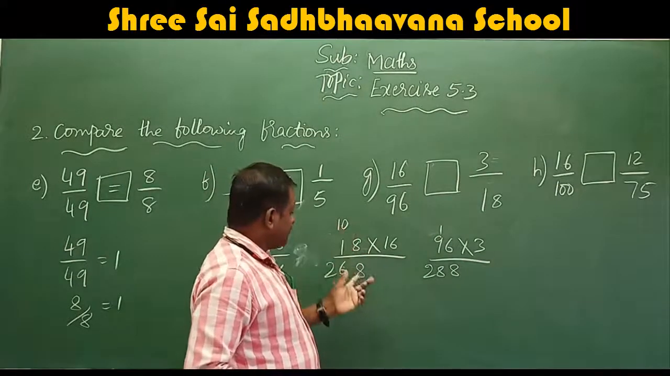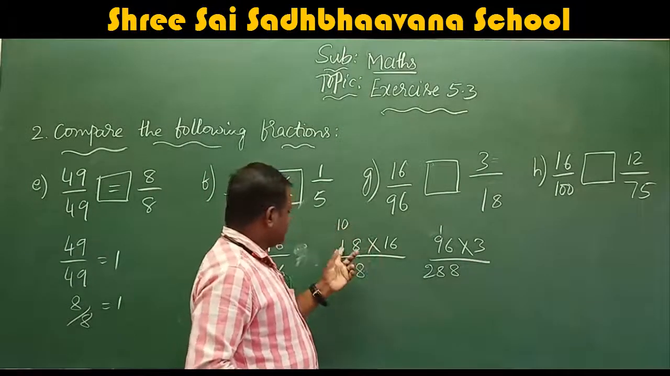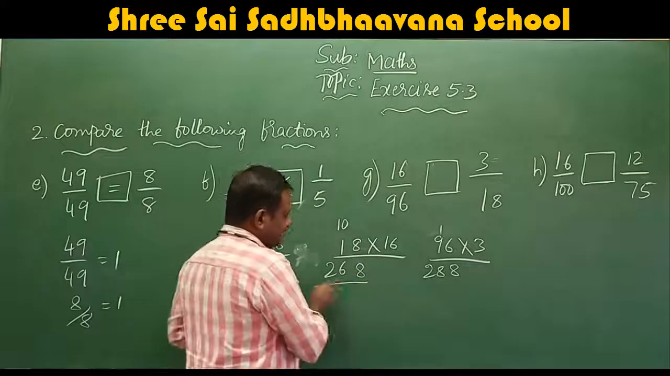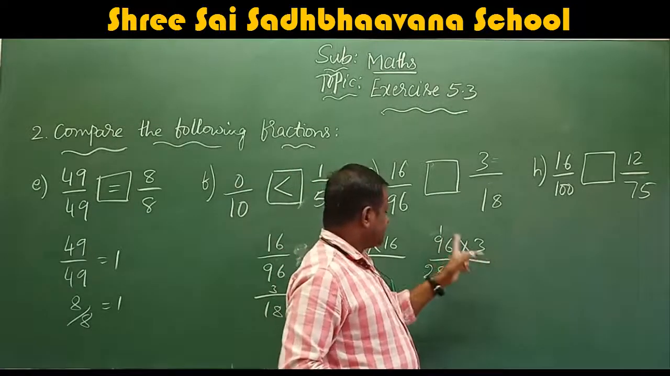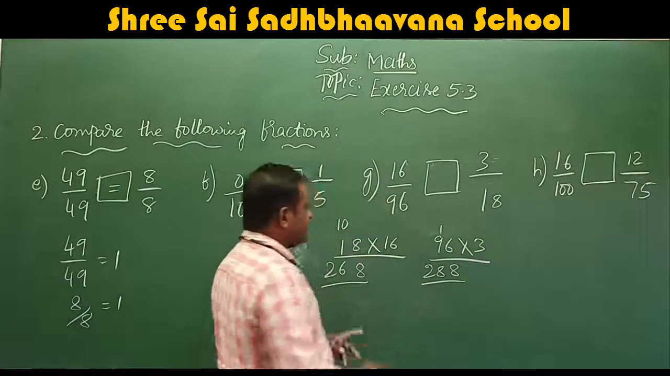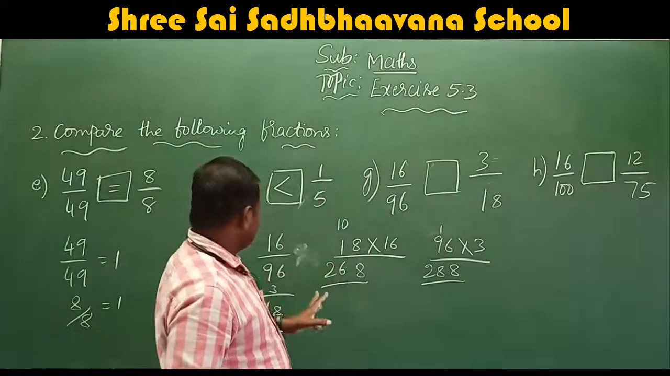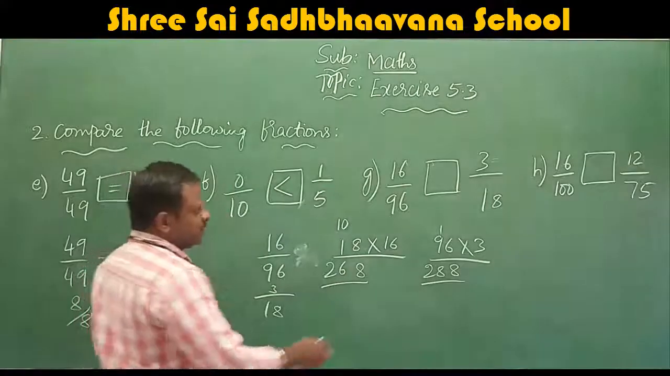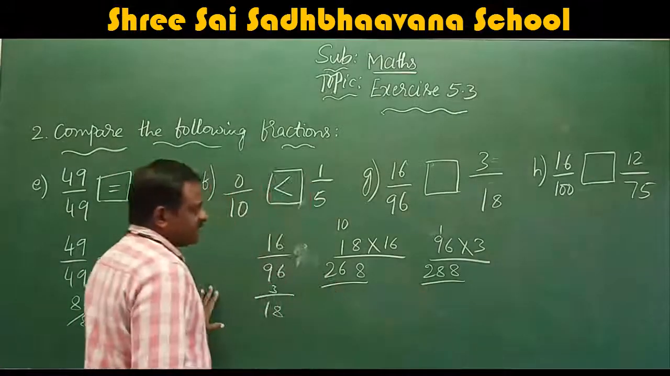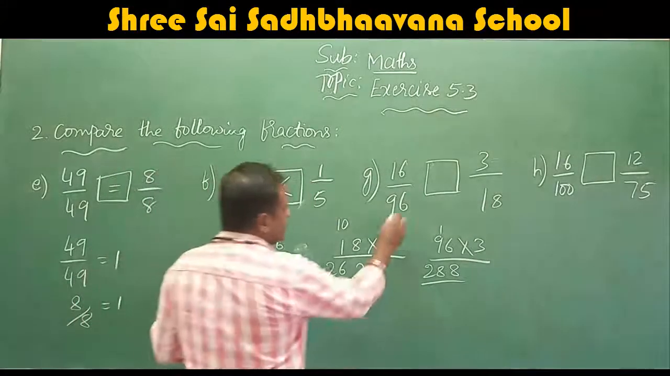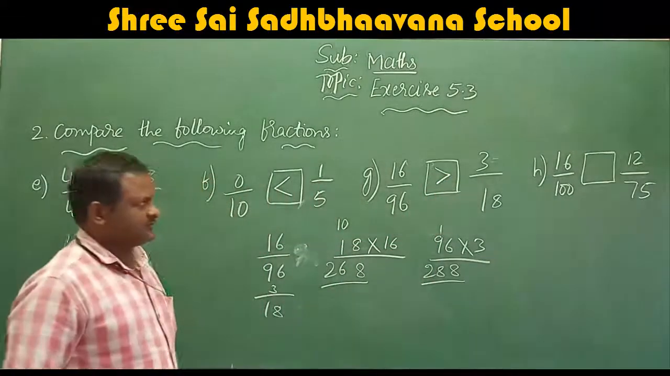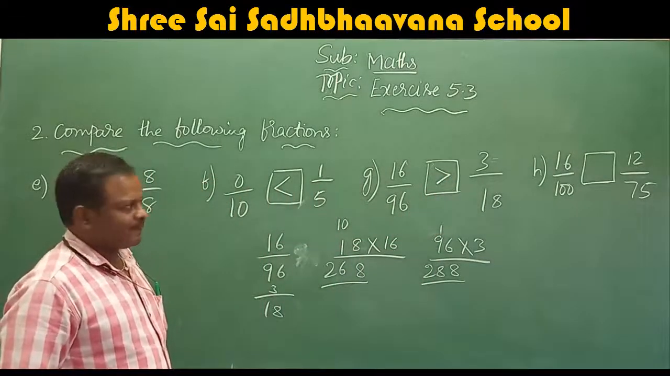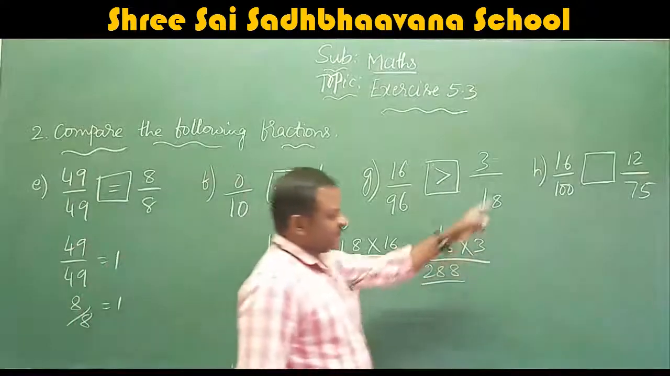Here 16 is the 108, 10 remainder, 16 1 is 16 plus 10, 268. And 3 6 is 18, carry 1, 3 9 is 27 plus 1, 28. This is 288 and this is 268. So, which is greater here? 288 is greater. So, which fraction will come? 288, this 96 fraction. So, this is greater. Okay.